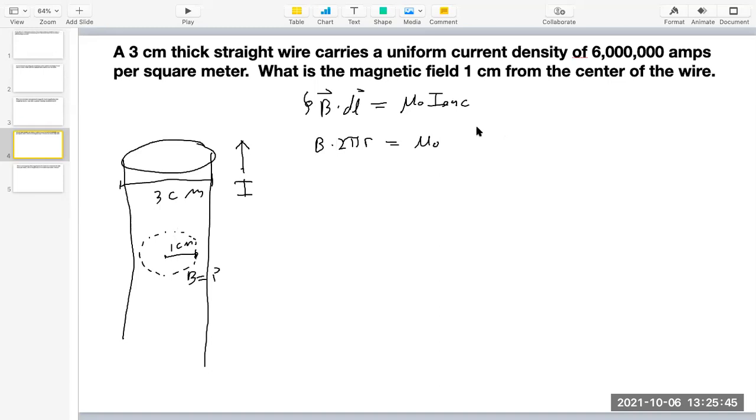And the enclosed current is going to be the current density times the area that has current flowing through it. So the fact that the wire is bigger doesn't really matter. The only current passing through our loop is what passes through the loop.